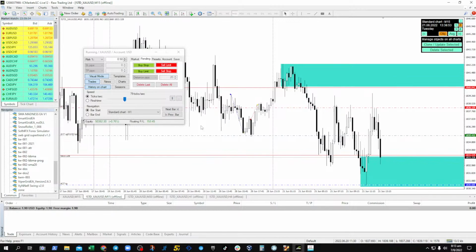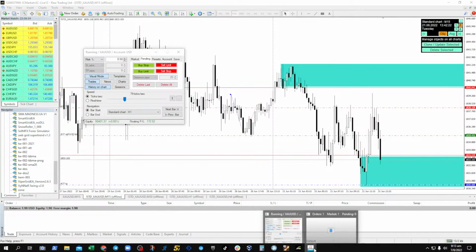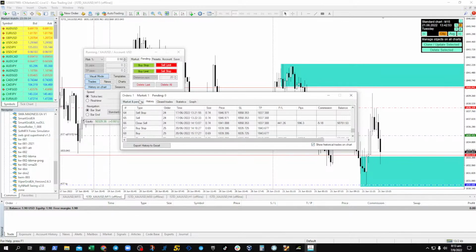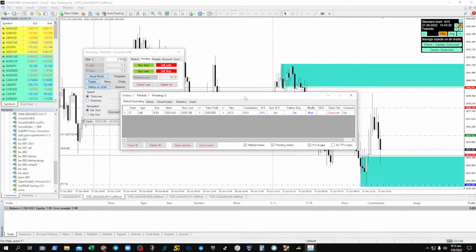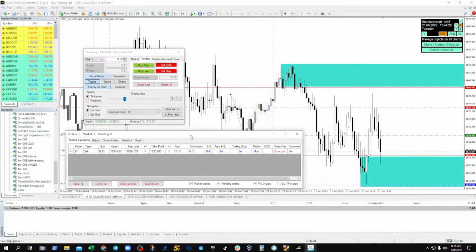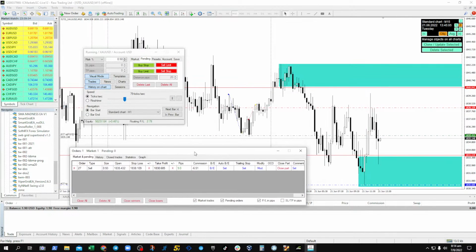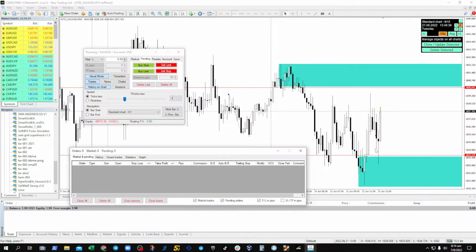Wow, that pullback is nasty. It really makes you want to close the trade prematurely. Oof, come on guys. Yeah, about 5 pips, 2 pips. Oh, come on. We're making a rejection here. Wow, it's a sideways market still.